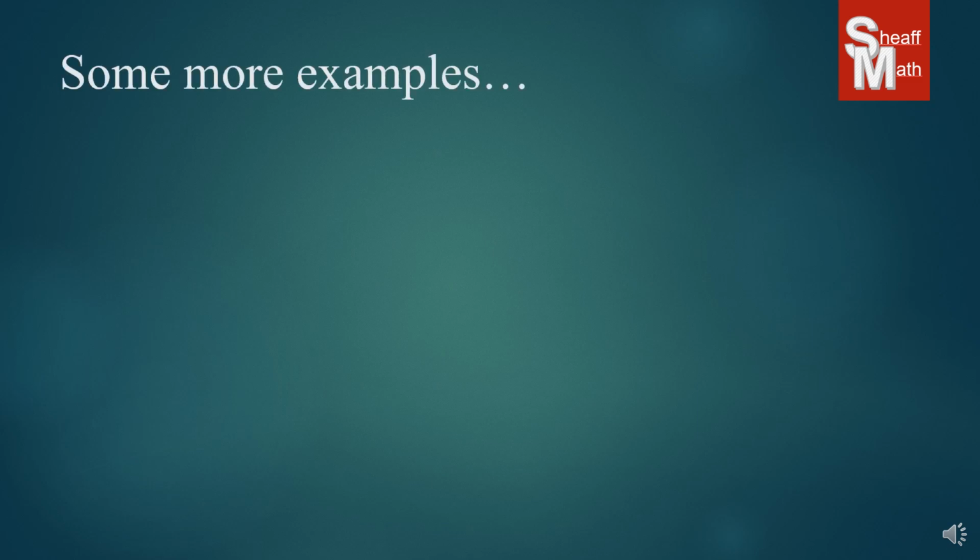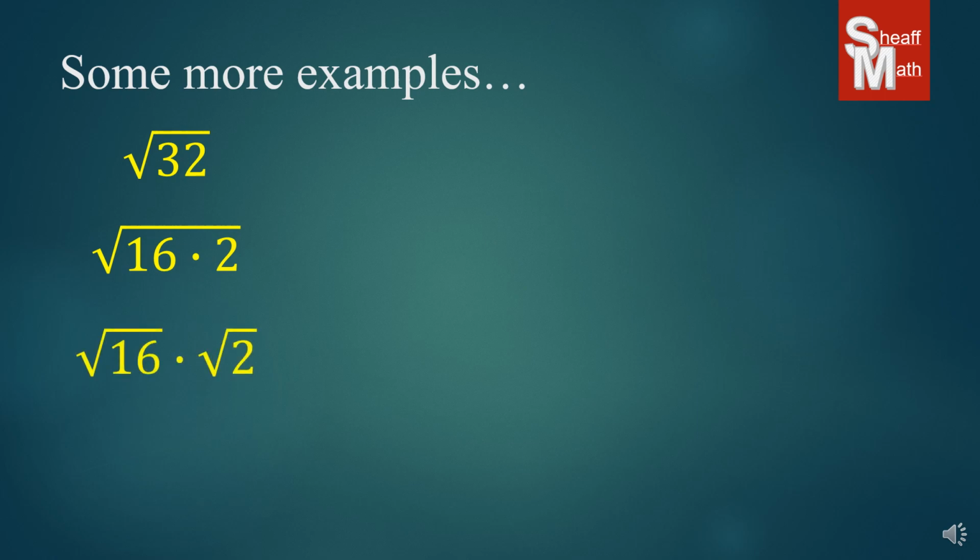Now let's try a few more examples. The first one is square root of 32. I'm trying to think of a perfect square that goes into this, and if possible, you want to think about the highest perfect square that goes into it. I know 4 goes into 32, but I also know that 16 goes into 32. So 16 times 2 makes 32. I'm going to separate those into separate square roots. Now I can simplify that square root 16, which is 4 square root 2. There's my answer.